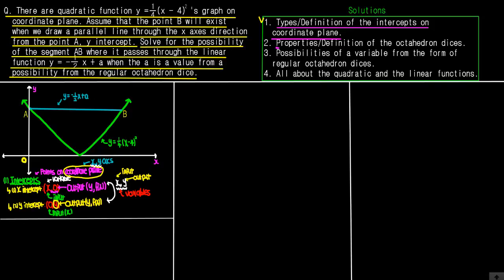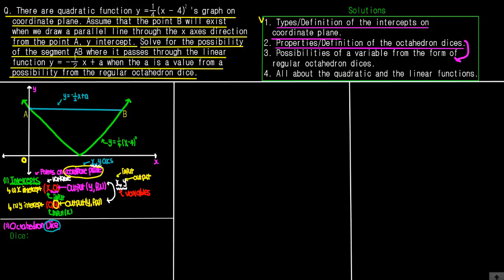Now it's time to think about the second solution, or the things we need to know in order to approach this question, which are the properties as well as the definition of the octenary dice. Now, as we have talked through this, we can think about the third solution. Now we're going to talk about the octenary dice, but before we think about it, we need to think about what a dice is. Then we can think about the octenary.